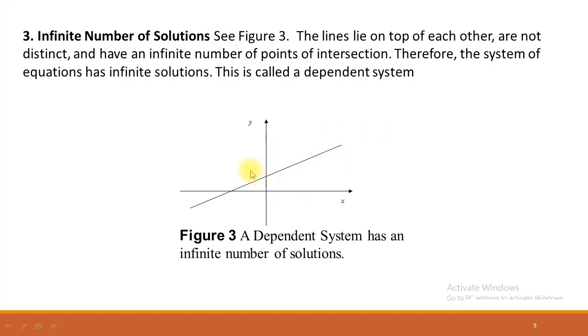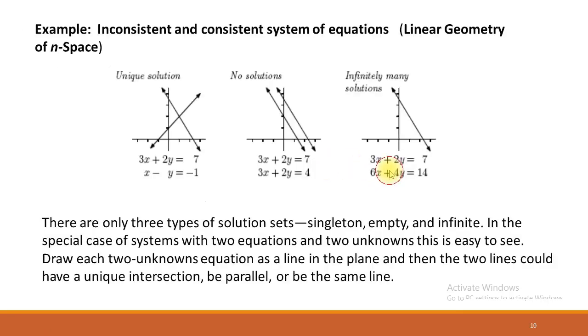So these are the graphical representations in case of infinite number of solutions. When the system has infinitely many solutions, the graphs of the lines overlap each other, because there are so many intersecting points. Now, the graphical representations of inconsistent and consistent systems of equations in linear geometry of n-space.